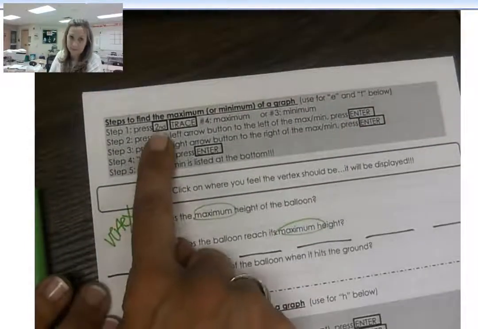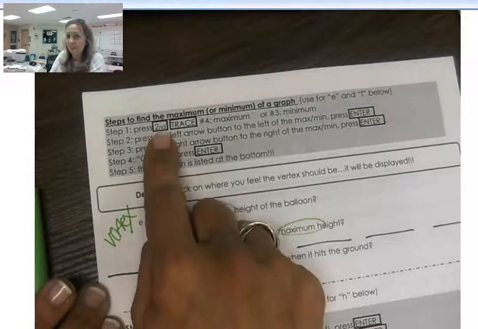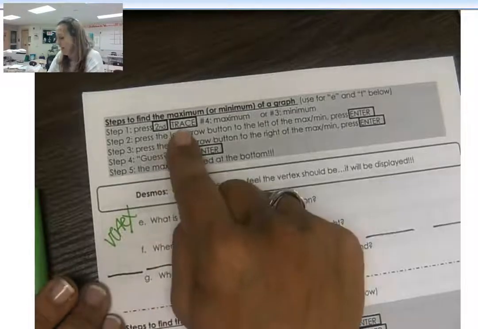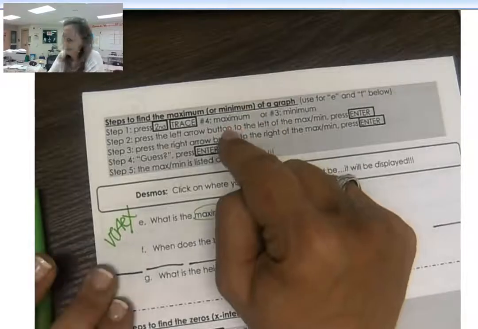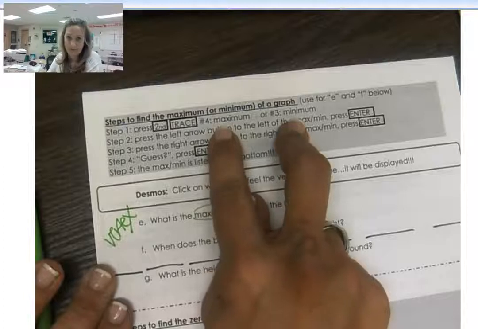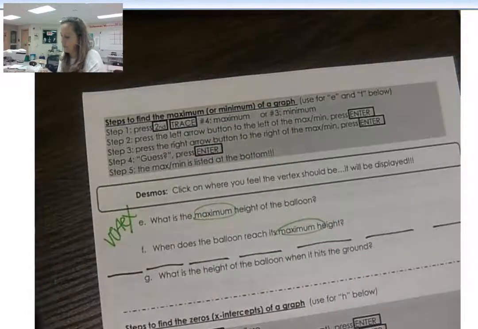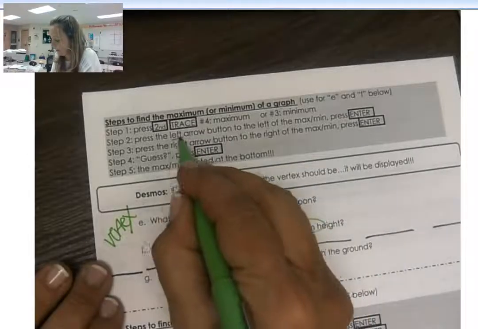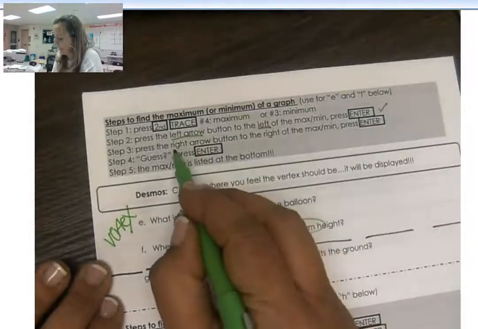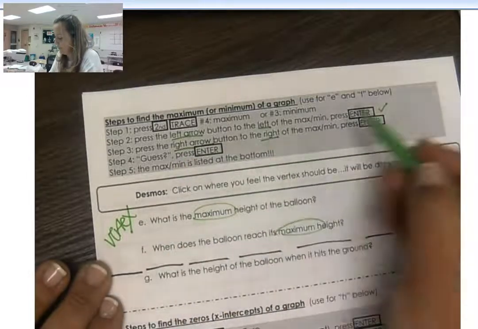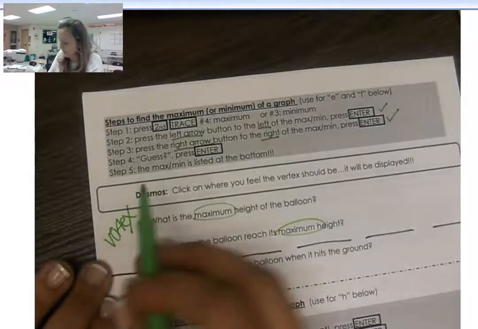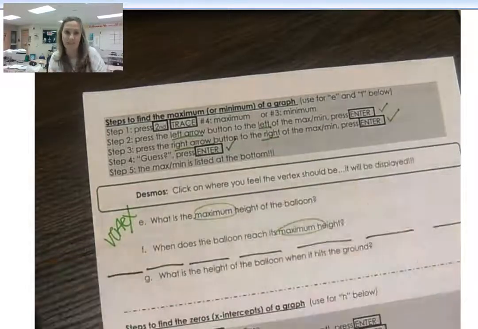And so these are the steps. We press second trace, which brings us to the Calc menu. And that does a lot of different calculations for us. So we can calculate a maximum or a minimum, and you press number 4 or 3 depending. Okay. Then what you have to do is you press the left arrow button to the left and press enter. Press the right arrow button, make sure you're to the right, press enter. It says guess. Usually there I move it closer. You press enter, and then the max or min is listed on the bottom.